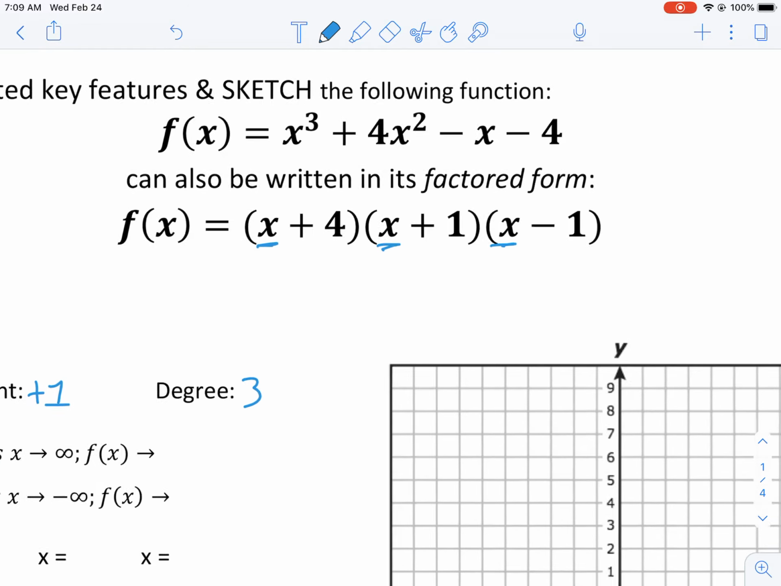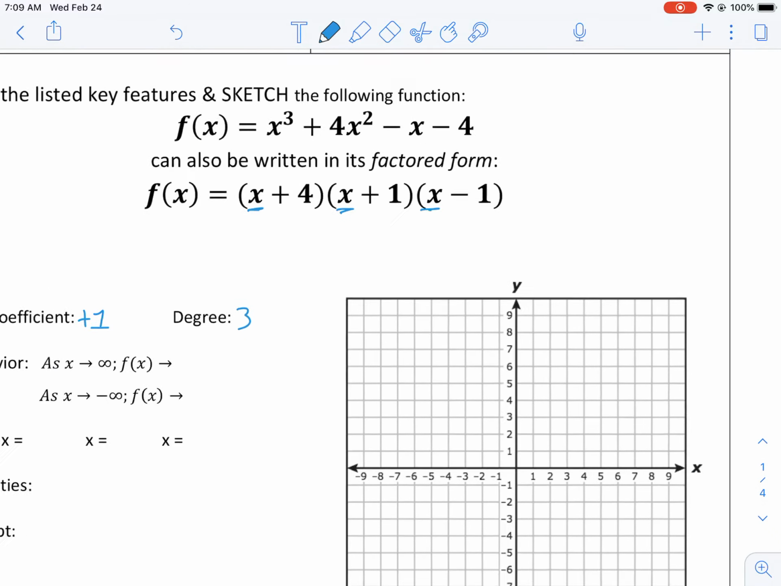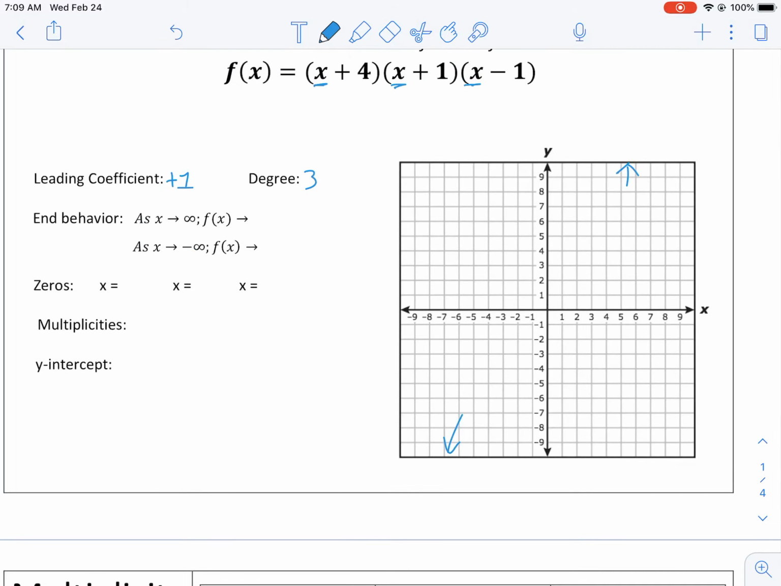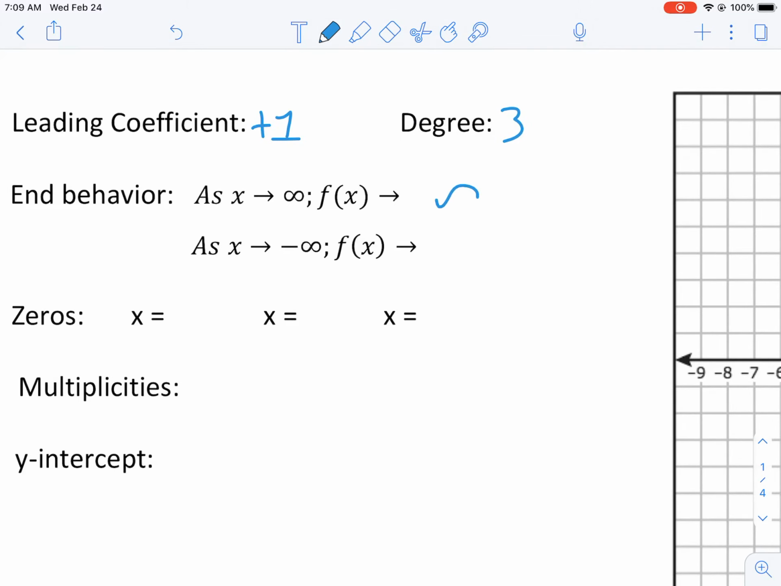So our graph is odd positive, okay? Since it's positive, that means it's finishing up on the right. And since it's odd, it has to be the opposite direction, so the one on the left is going down, all right? So we know our function's going to end like that. The end behavior on the right is up, on the left it's down.